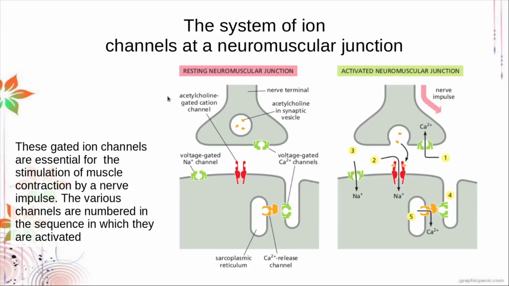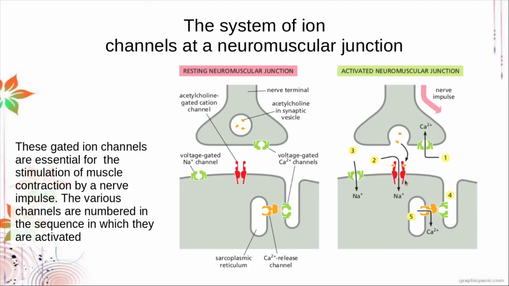So, here is the system of ion channels at the neuromuscular junction. This is the neuron and this is the muscle cell. The gated ion channels are essential for the stimulation of muscle contraction by your nerve impulse. We have different ion channels numbered by how they are activated. So you have here, first of all, the nerve impulse triggers the opening of your calcium channels. And the nerve impulse will also trigger the release of the acetylcholine.